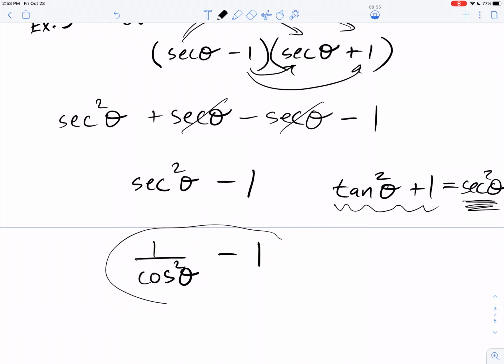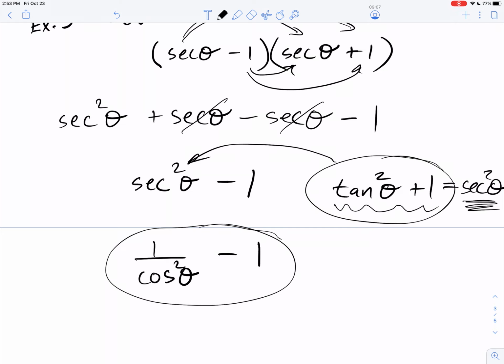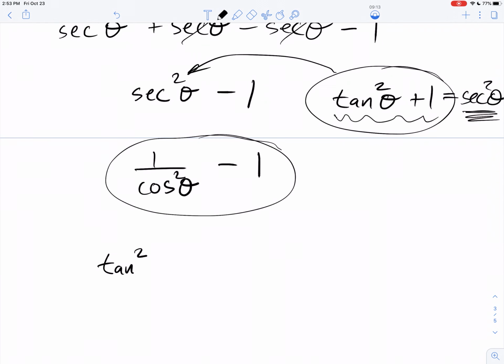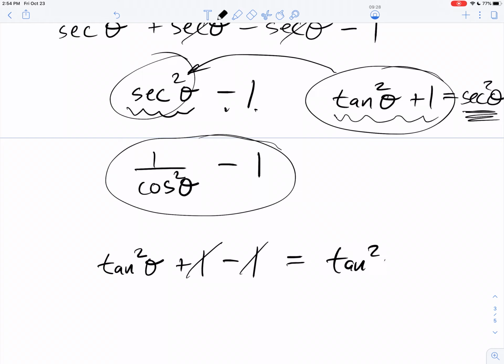So why would I want to do it this way? I don't know about you guys, but if secant squared theta is the same thing as this, couldn't I just substitute that? Couldn't I just say, hey, I'm going to write tangent squared theta plus 1, that's what this is, minus 1. See, all I did is I substituted that in, and then what happens? Those cancel. What do I get left with? It looks like I get tangent squared theta left over. That's the answer.